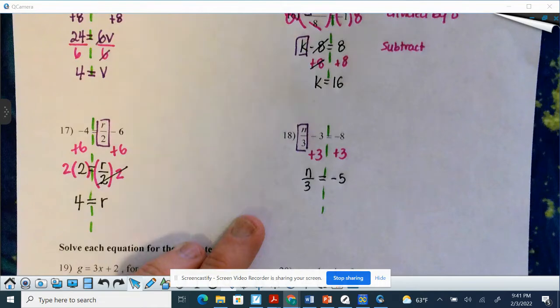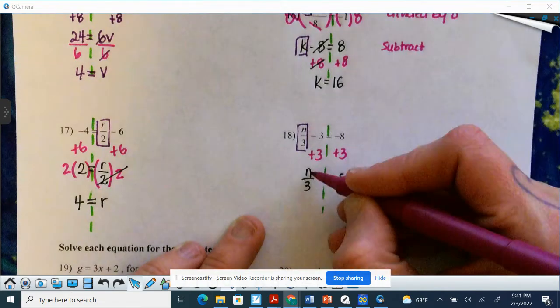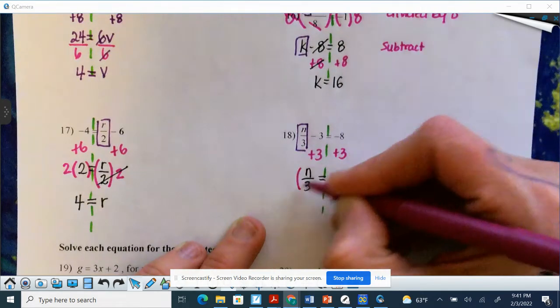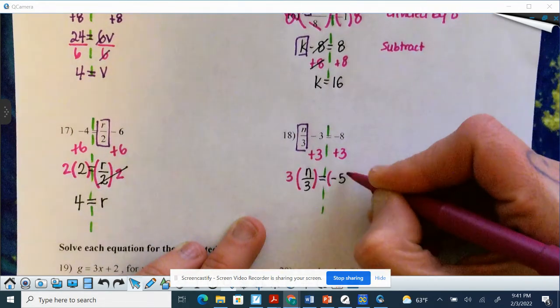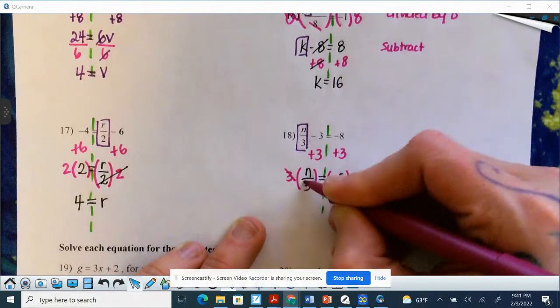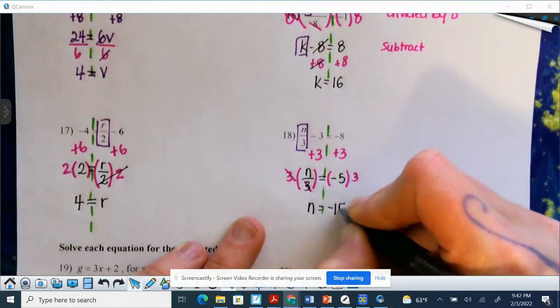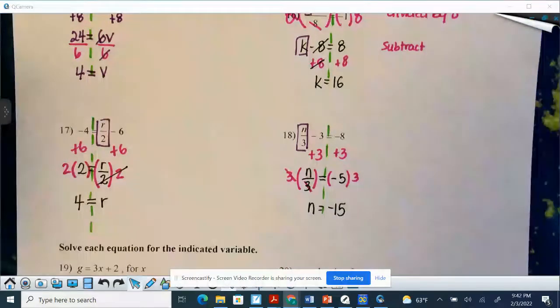Now, n is not by itself. That is n divided by 3. N divided by 3. And the inverse of division, again, is multiplication. So we're going to multiply to get rid of those 3's. And n is going to equal a negative 15. Ta-da.